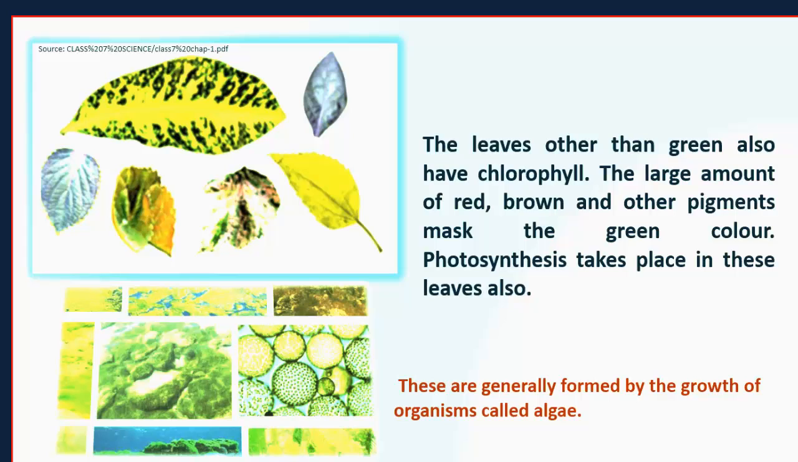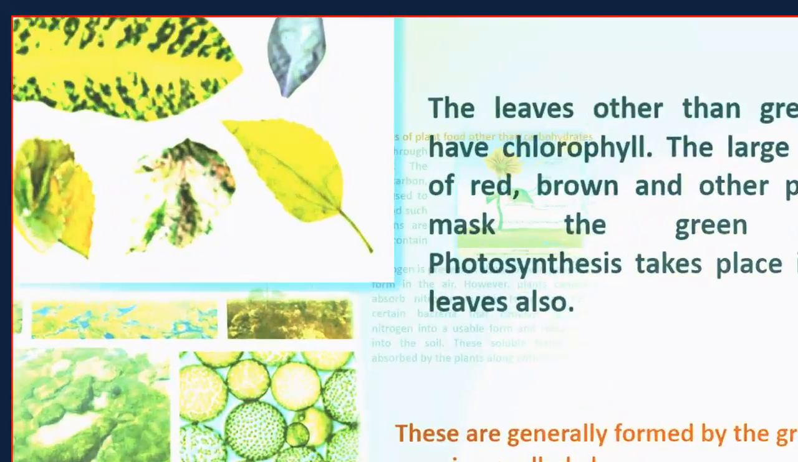The leaves other than green also have chlorophyll. The large amount of red, brown and other pigments mask the green color. Photosynthesis takes place in these leaves also. These are generally formed by the growth of organisms called algae. You can see in the picture.